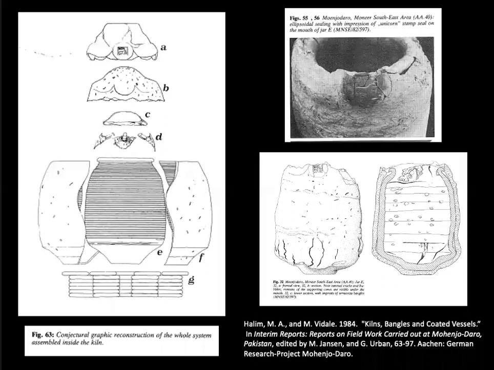In the Indus, there's also evidence that seals may have been used to secure technical processes, such as the production of stoneware bangles, as is discussed by Halim and Vidale in the context of a workshop at Harappa. And here we can see this large jar used to bake stoneware bangles, which has been secured by the impression of a seal, which we can see right here.